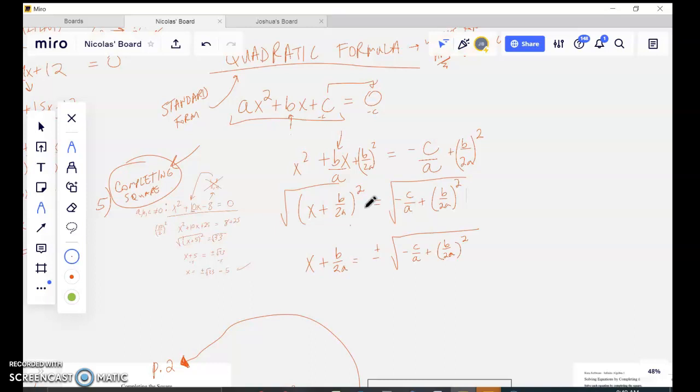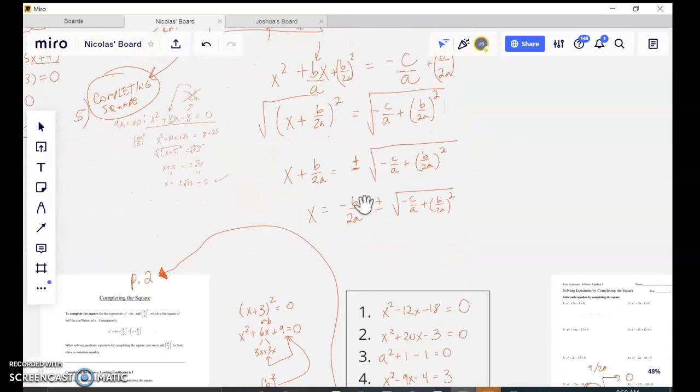Why are we trying to do this? Well, somebody figured this out, and it's made math a lot easier for lots of students, and we want to try to do the same. So we have x plus b over 2a equals plus or minus the root of all that. We want to get rid of this b over 2a, so let's subtract it from both sides. So we get x equals negative b over 2a plus or minus the square root of negative c over a plus b over 2a squared. Yikes. From here, we have our solution.